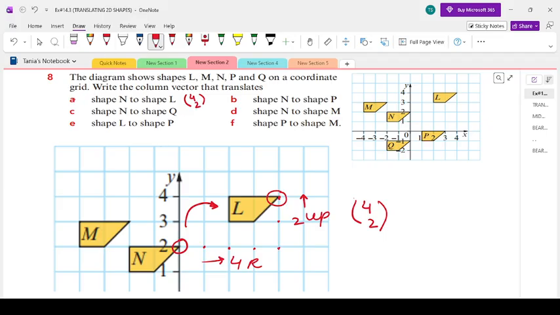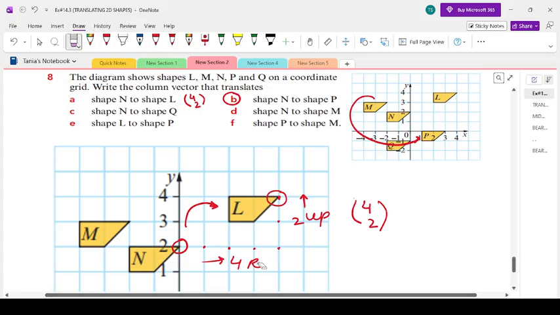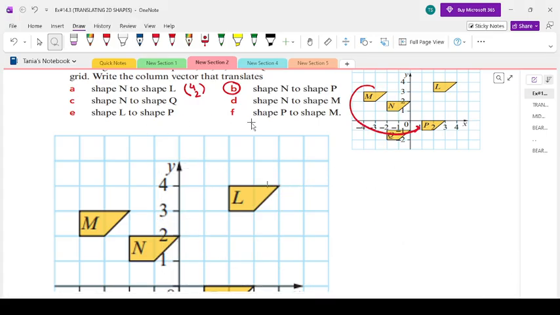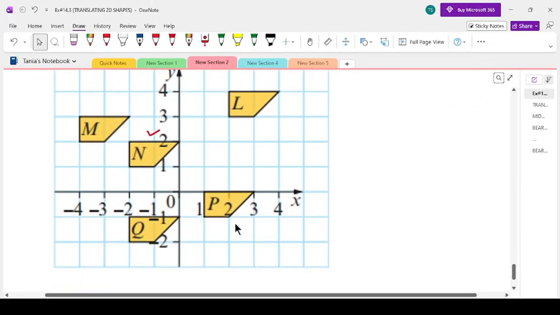So now we are having the second question, B part: N to shape P. This is N and N to P. We have to see which column vector we are using. So I am removing it, because we are now doing N and P. So this is N, and this one is P.